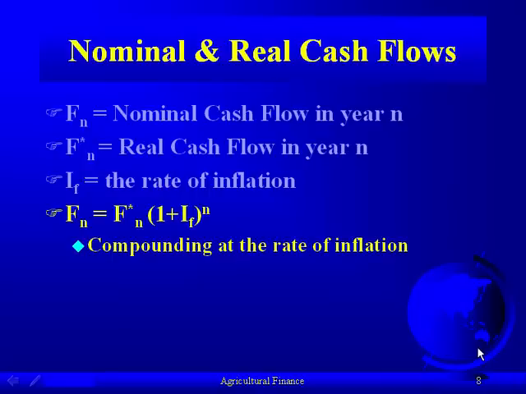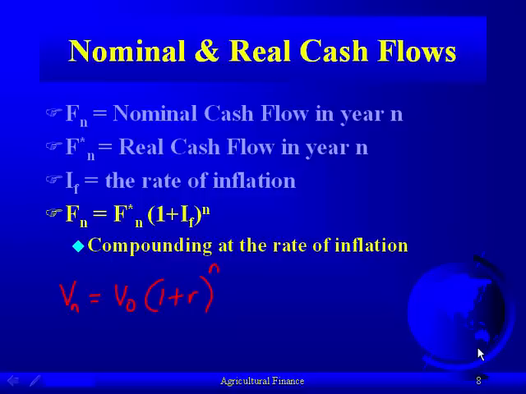In terms of the notation, if we know the real cash flow and we want to convert that to a nominal cash flow, we are going to take the real cash flow in time period n and compound that at the rate of inflation for the n periods. Now if you look at that, it looks very similar to the future value of a single sum of money. If we wanted to find the future value of some present sum of money, we would compound it at the compound rate for n periods.